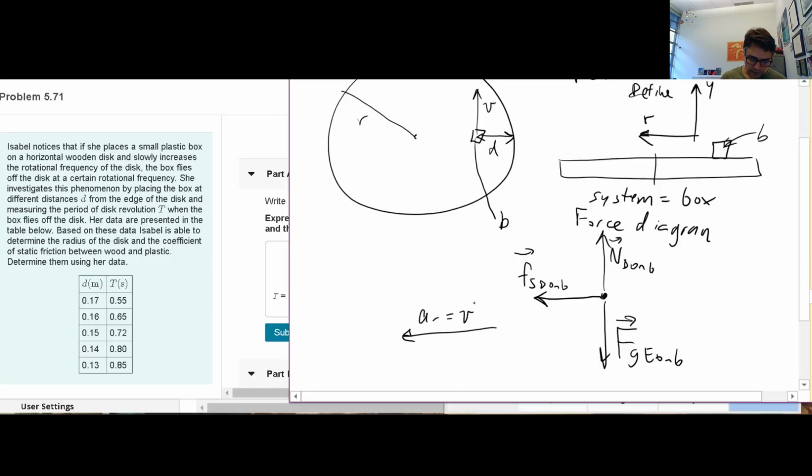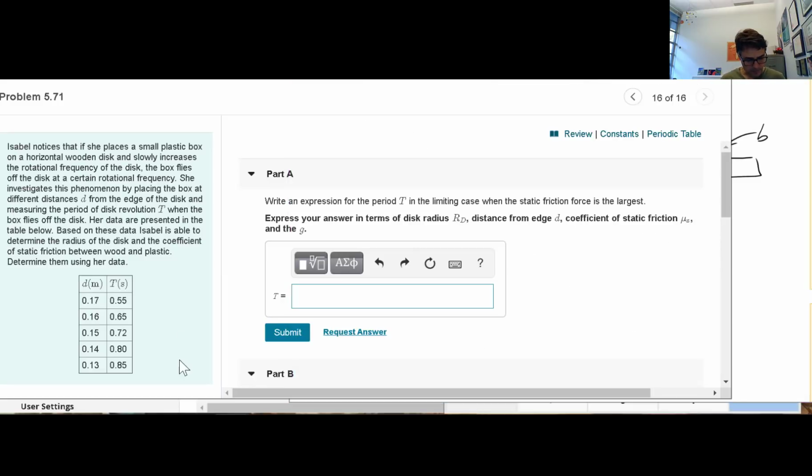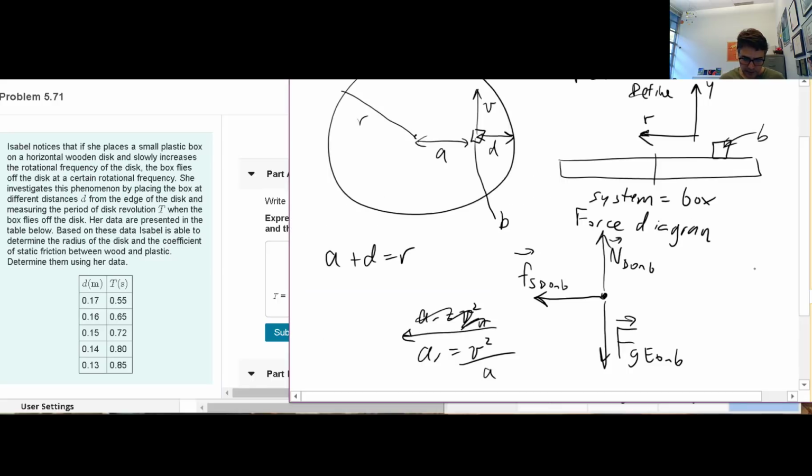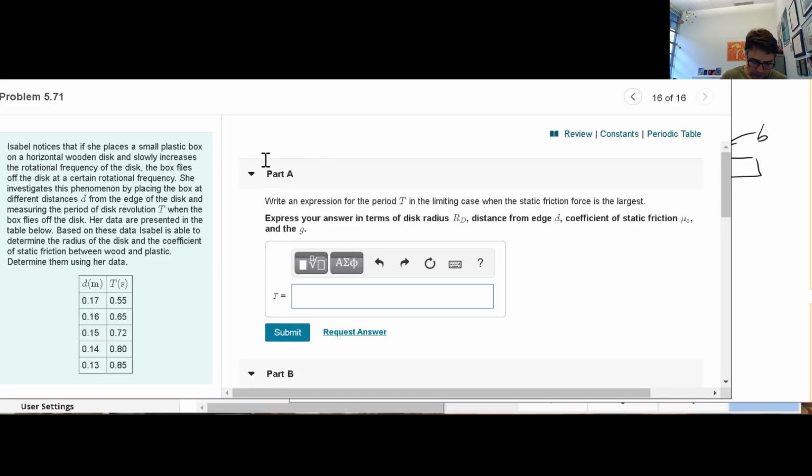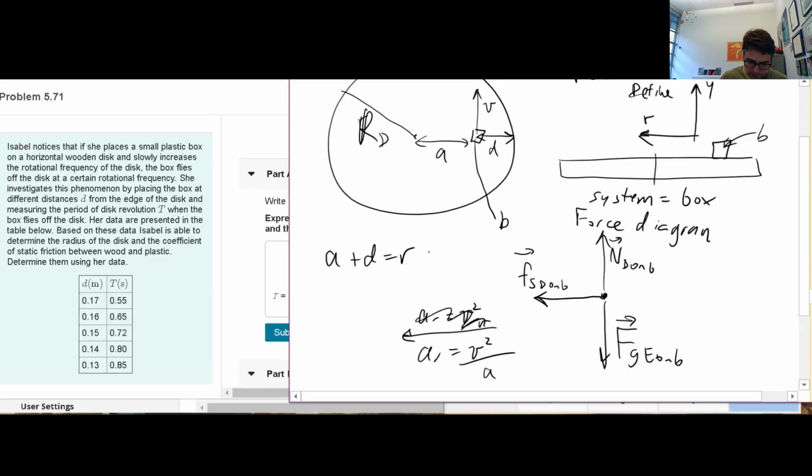a sub r is equal to v squared over r. No, wait a second. Not right. a sub r is equal to v squared divided by this distance, which is going to be, call that a or something, a, where a plus d is equal to r. Let's not forget that. Okay. Wait, express your answer in terms of the disk radius r_D and the distance from the edge d. So I should have been calling this thing capital R, r capital D. Okay, so that's still a.